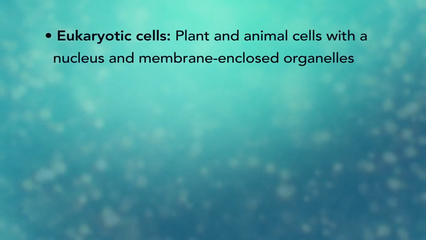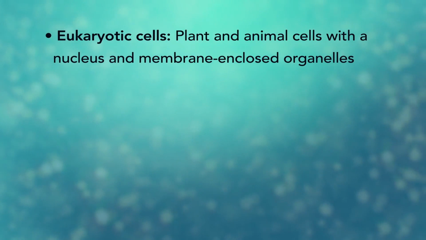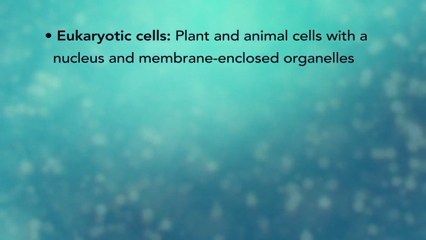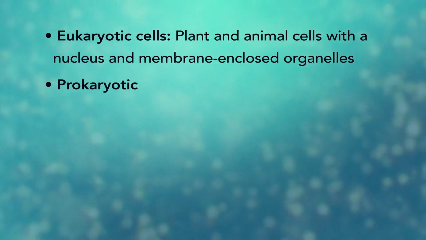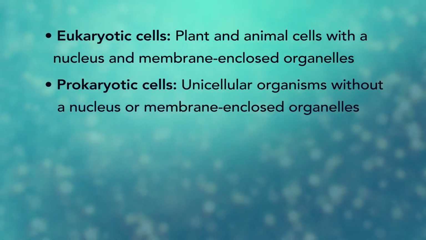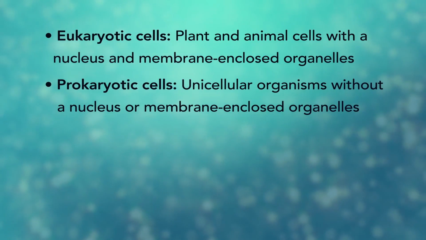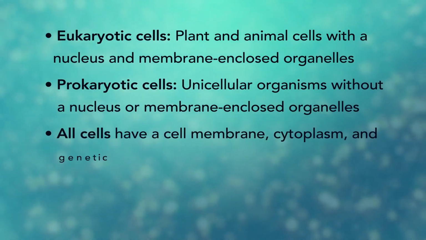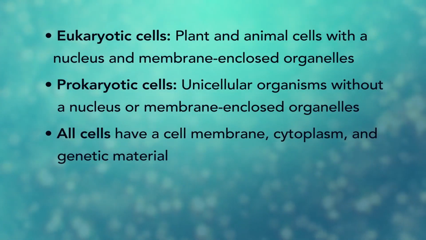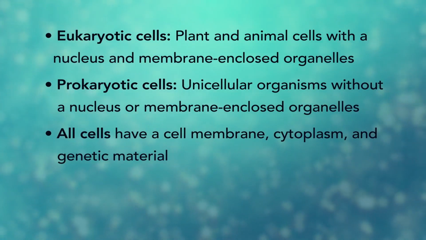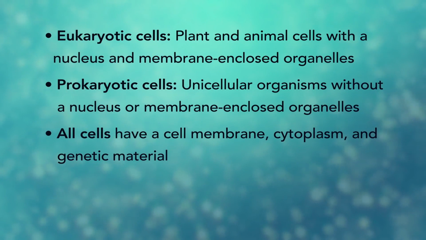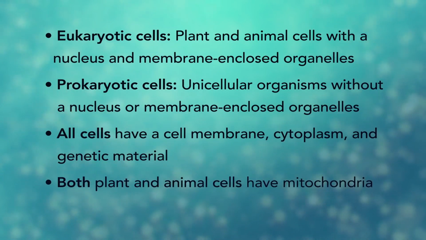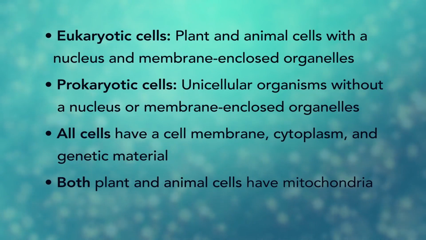In summary, remember, eukaryotic cells are plant cells and animal cells with a nucleus and membrane-enclosed organelles, whereas prokaryotic cells are unicellular organisms without a nucleus or membrane-enclosed organelles. All cells have a cell membrane, they have a cytoplasm, and they have genetic material. And even though only plant cells have chloroplasts, both plant and animal cells have mitochondria.